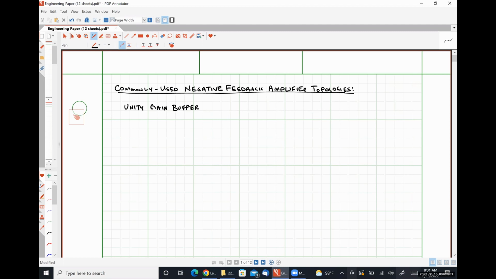In a unity gain buffer, we have our op amp. I'm going to put the non-inverting terminal on bottom. And we are going to have, here's our inverting input terminal. Excuse me, our inverting input terminal. Down here is our non-inverting input terminal. And here is our output.